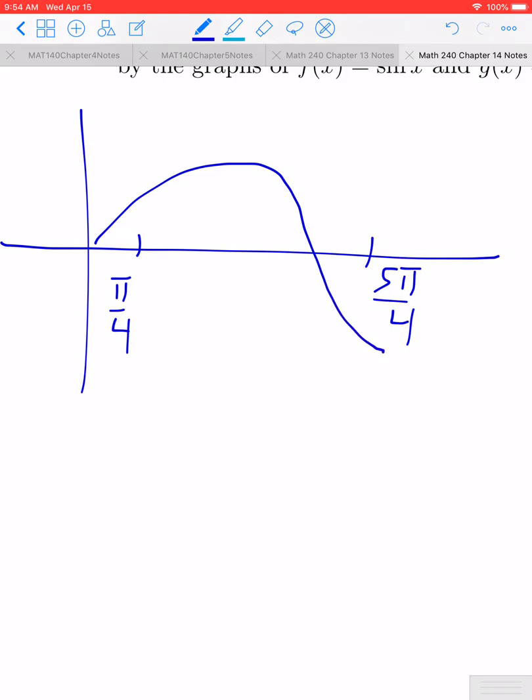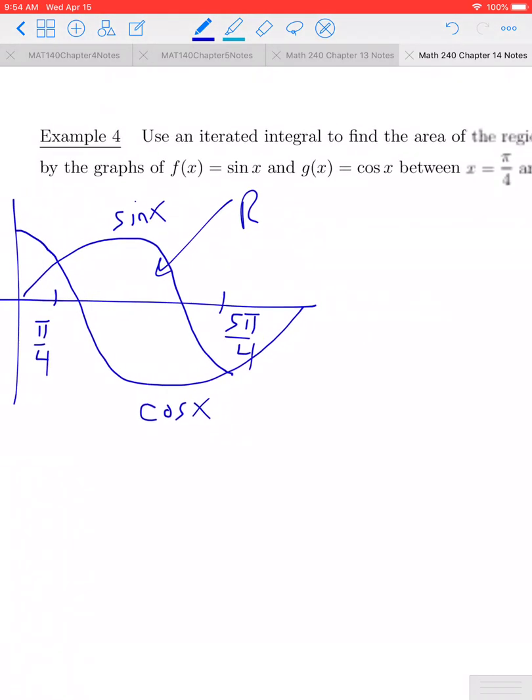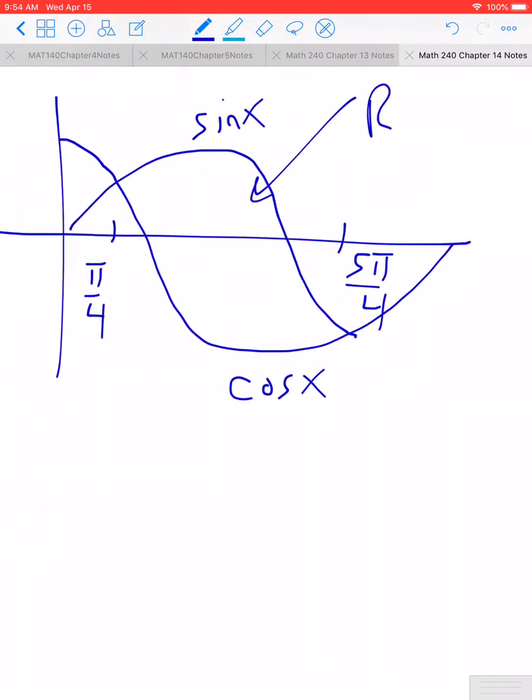For the cosine curve, you would have the following. So this is sine x. This curve on the bottom is cosine x. And this is the region that we're looking for. So we want to find the area that's between those two graphs. Okay.